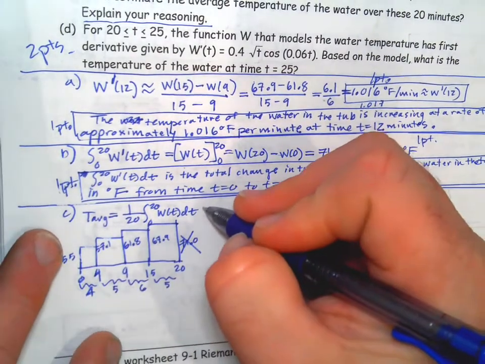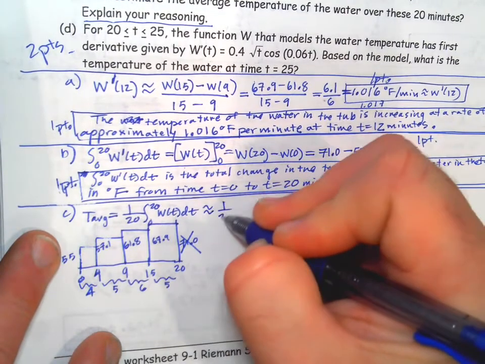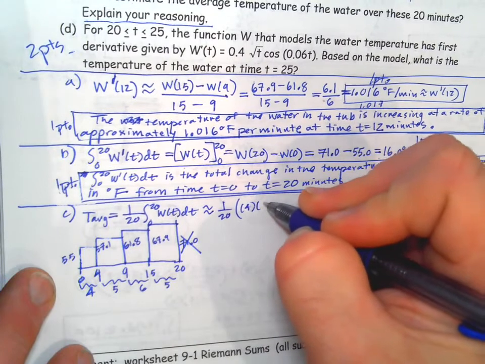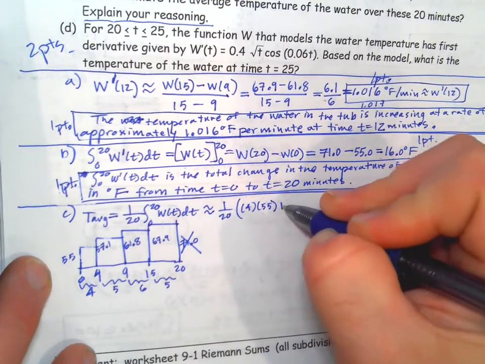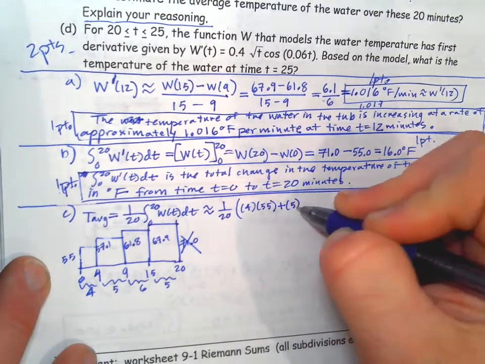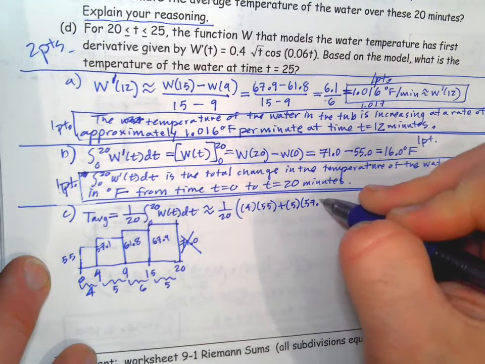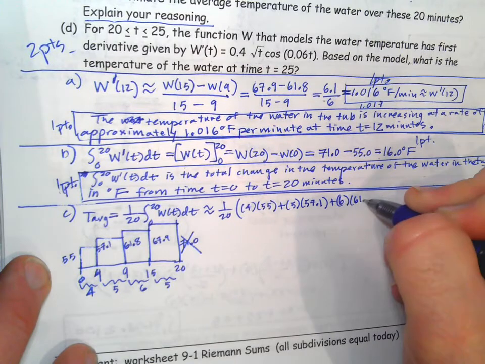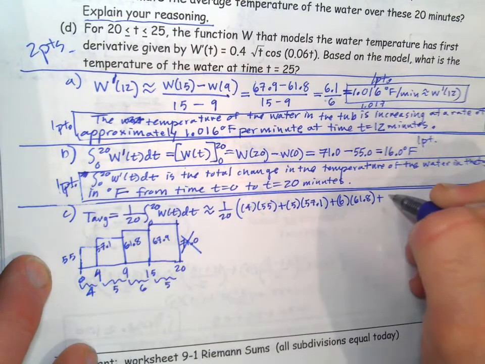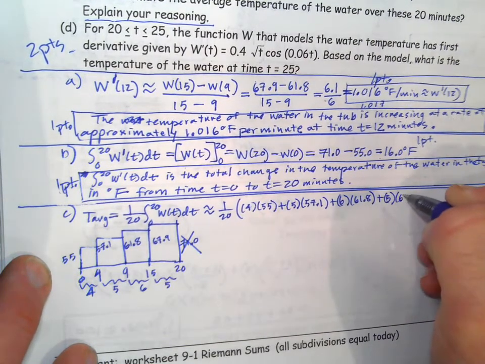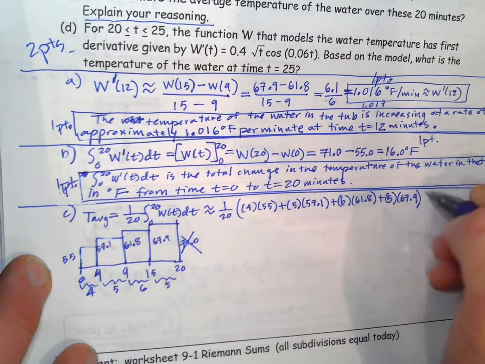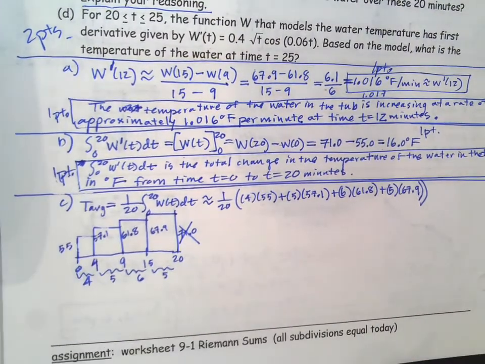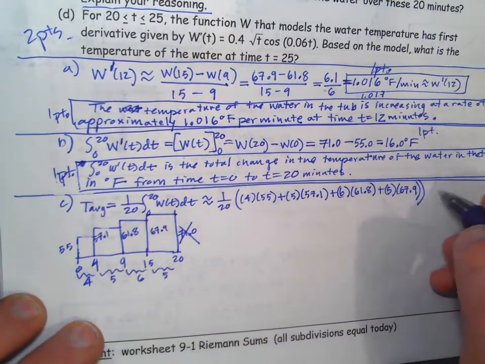So I'm going to say approximately 1/20. Don't forget the 1/20. I'm going to show my work. Base times height. 4 times 55. You got to show this. You got to show them that you're doing rectangles. 5 times 57.1. 6 times 61.8. 5 times 67.9. Okay, and let's say you make a little mistake here. This is where you usually could get some points. So usually this is 1 point right here.